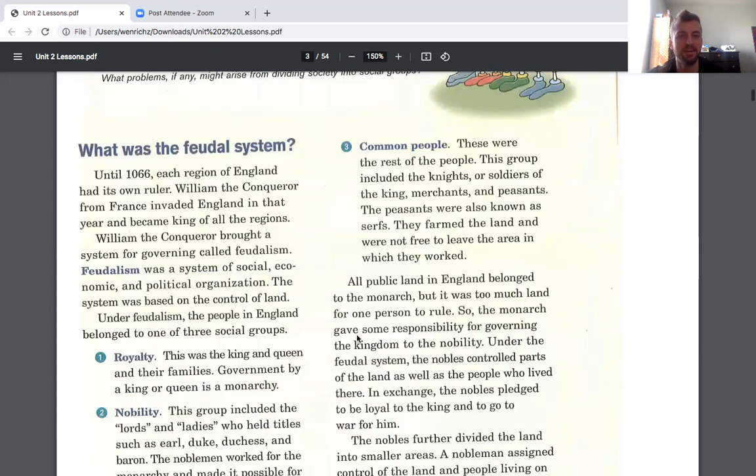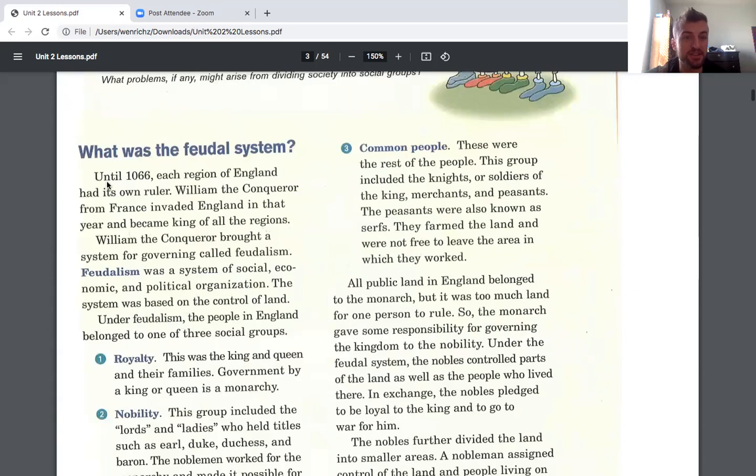Because here we go. Until 1066. Yikes. 1066. So, like 700 years prior to the beginning of our country. See? People in the United States think world history starts with 1776. Oh no, it doesn't. Until 1066, each region of England had its own ruler. William the Conqueror from France invaded England in that year and became king of all the regions.